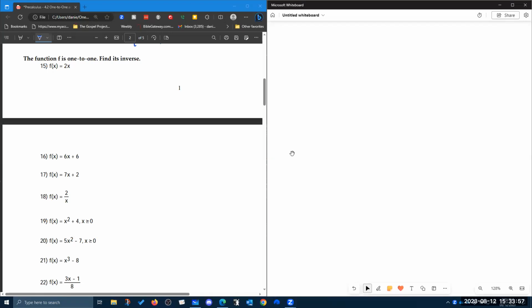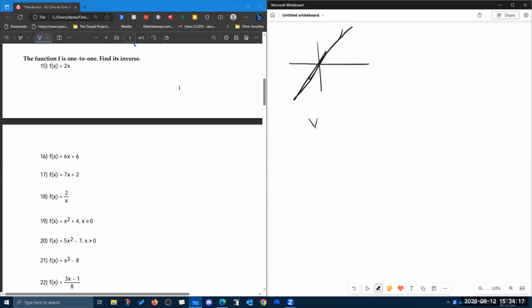In this video, we're going to decide if a function is one-to-one, and if so, we're going to find its inverse. So the function f of x equals 2x, you can graph it in your graphing calculator, but it's a linear function, so that's going to pass the horizontal and vertical line test.